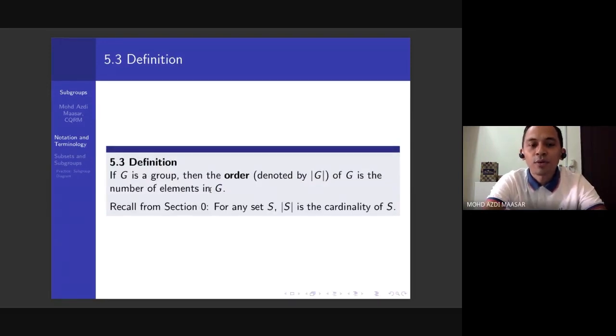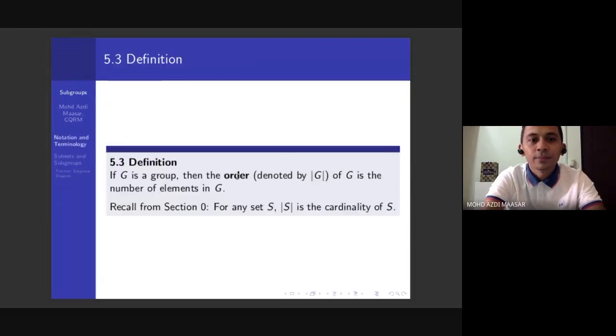We recall from section 0 that for any set S, the modulus of S, the symbol modulus, we use for cardinality, also the number of elements in a set. But we use the term cardinality for a set, and for a group, we use order. So whenever you hear order in your readings of group studies, you need to always relate it to the number of elements in that group.